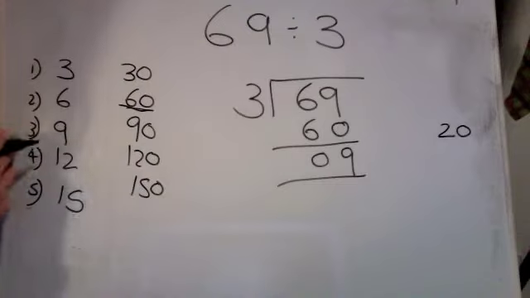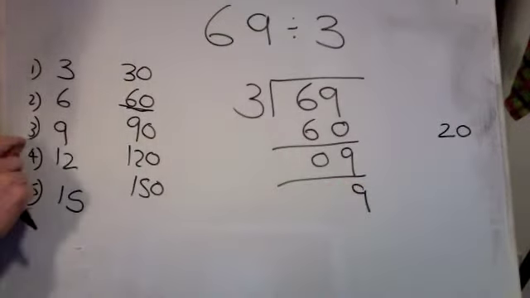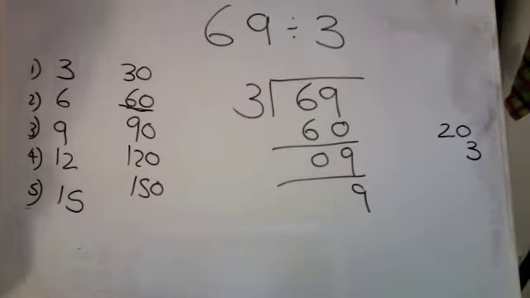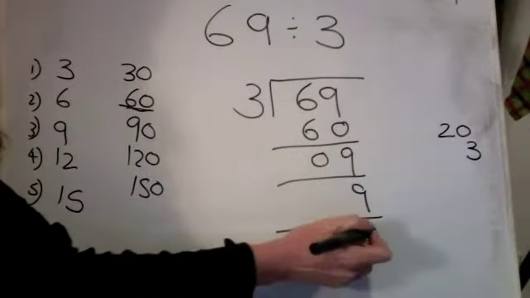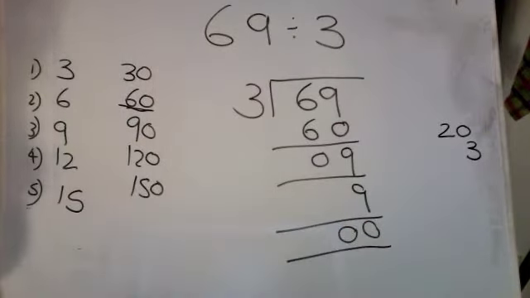And if I look through these numbers, I see that there is a 9 there. And to make 9, I use 3 lots of 3. So I'll put my 3 over here. 3 times 3 is 9. What's the remainder? 9 take away 9 is nothing. I've reached 0, so I've finished.